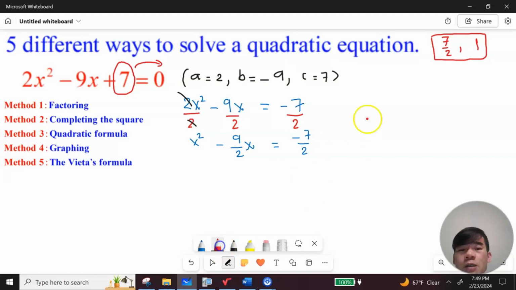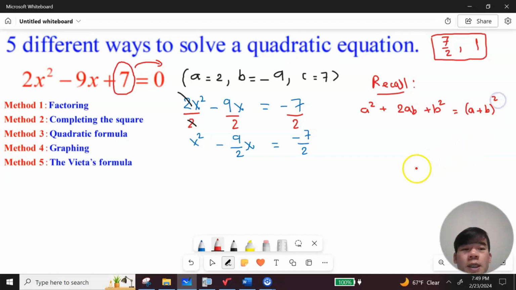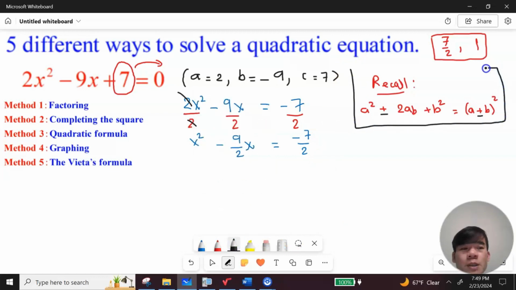Now recall completing the square. If you have a squared plus 2ab plus b squared equals (a plus b) squared. And if this one is negative, then this one must be negative. So this is the completing the square formula.